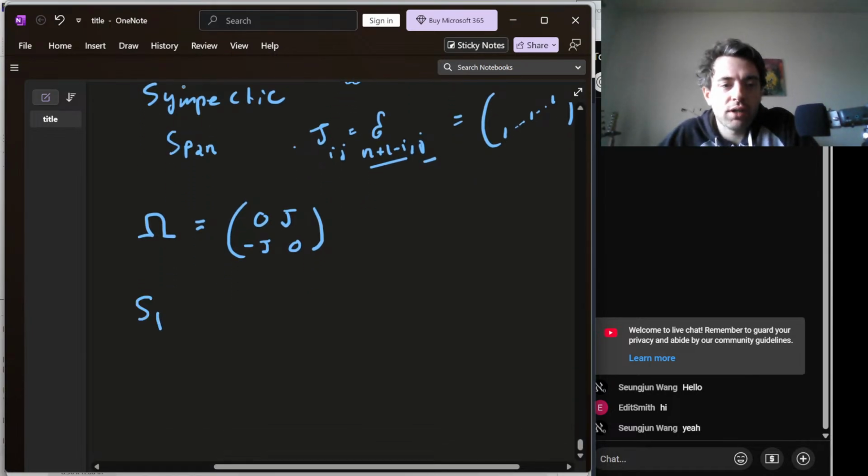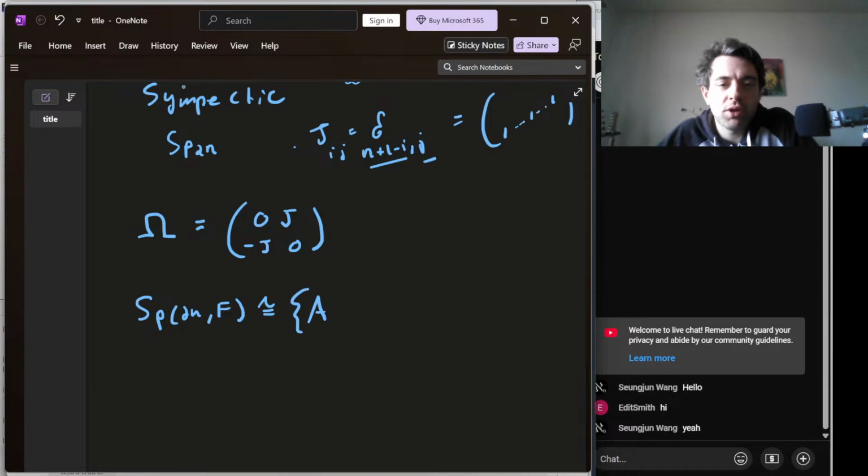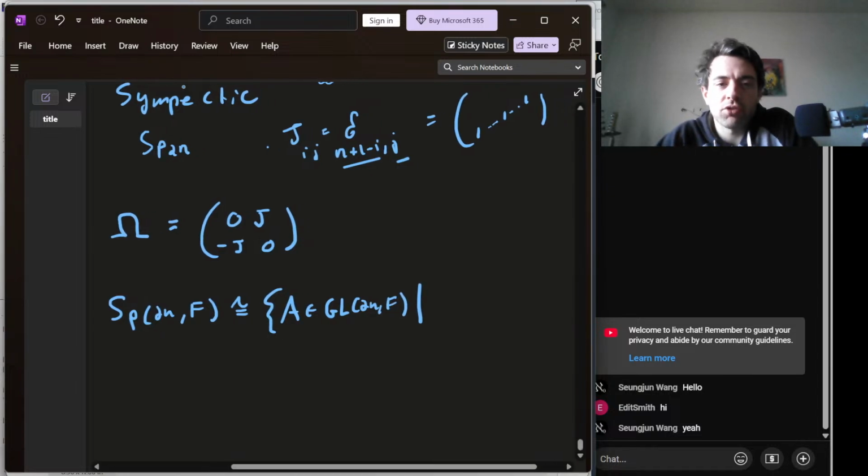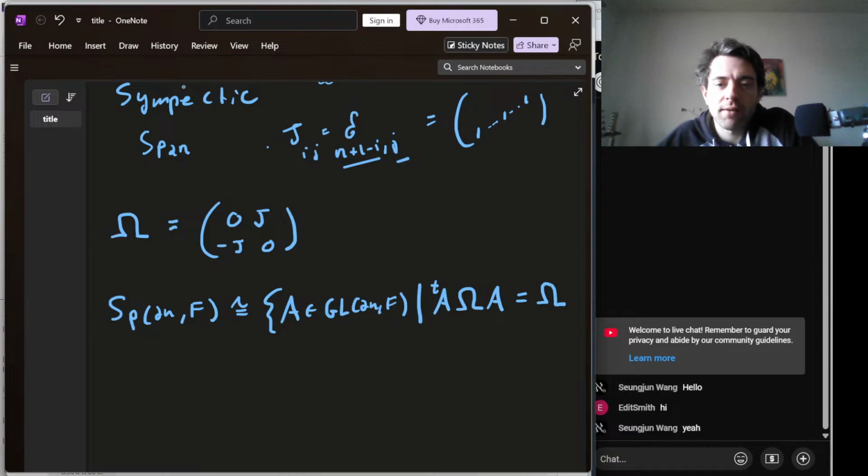So one way to write down the symplectic group, say over a field F, is to write it as all of those matrices in GL2n(F) such that these matrices preserve the form just like before. So in this case, it would be A transpose omega A equals omega.